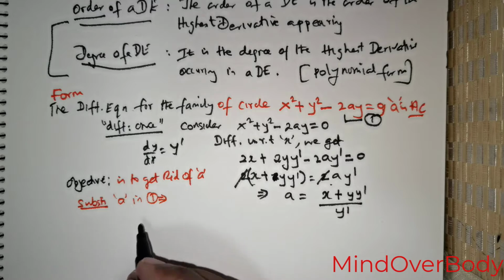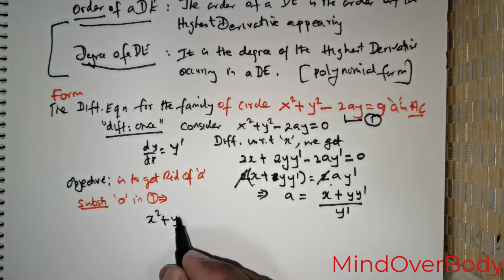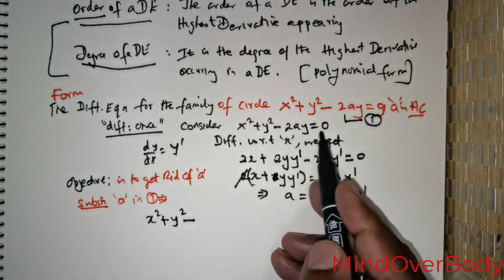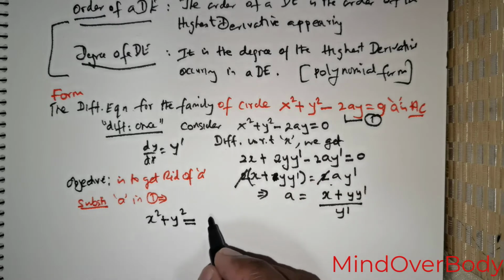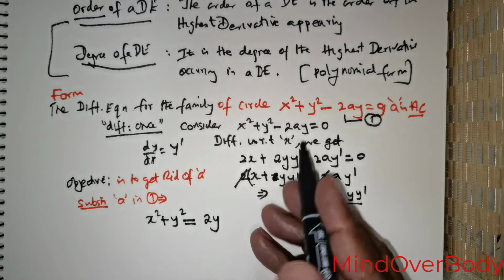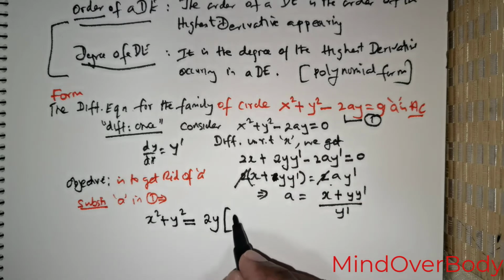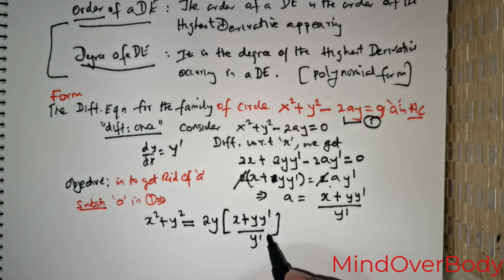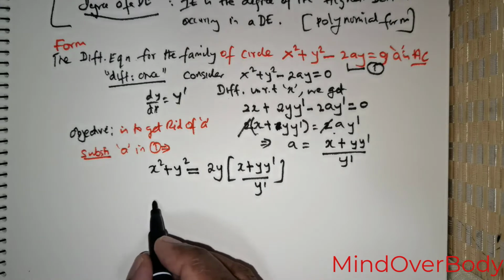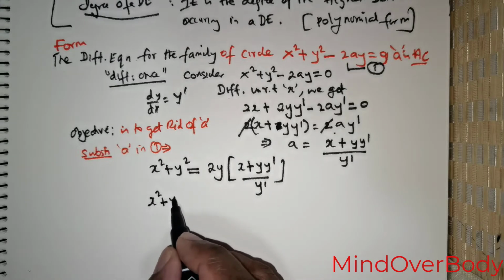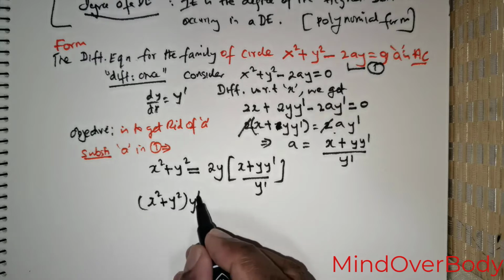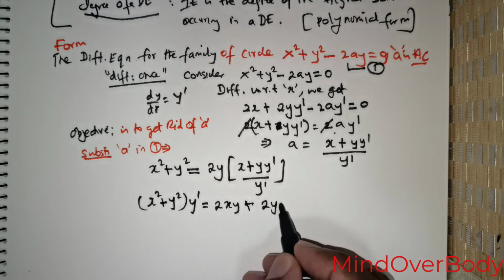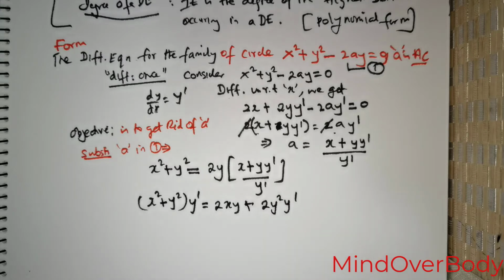So this is equal to x squared plus y squared. In fact, I wish to move this 2ay to the other side, so I would have a 2y in place of a. I would be substituting x plus y into y dash divided by y dash. So I cross multiply. If I cross multiply, I get (x squared plus y squared) times y dash is equal to 2 times xy plus 2 times y squared y dash.